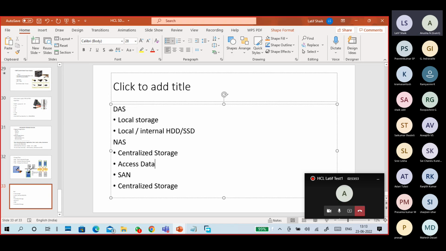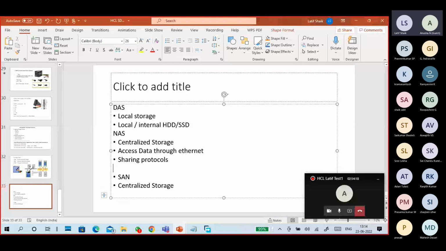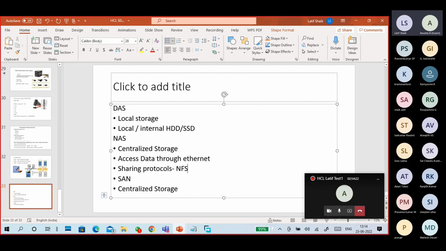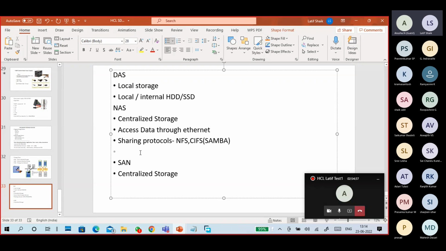We access data through Ethernet. Nowadays, Wi-Fi is also available. Okay, through Ethernet, through copper cables generally. Okay, we use data sharing protocols like NFS, CIFS, which means SAMBA. Sharing is there.